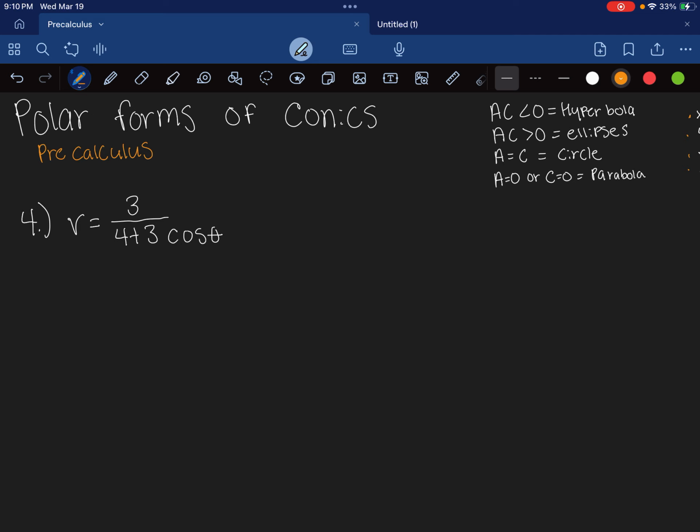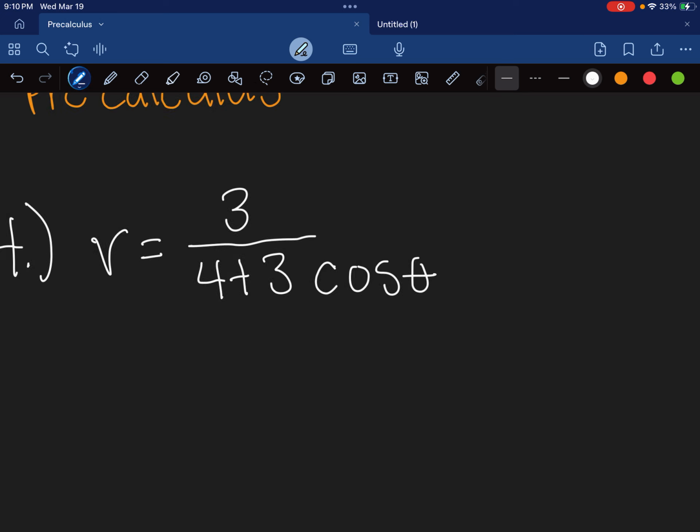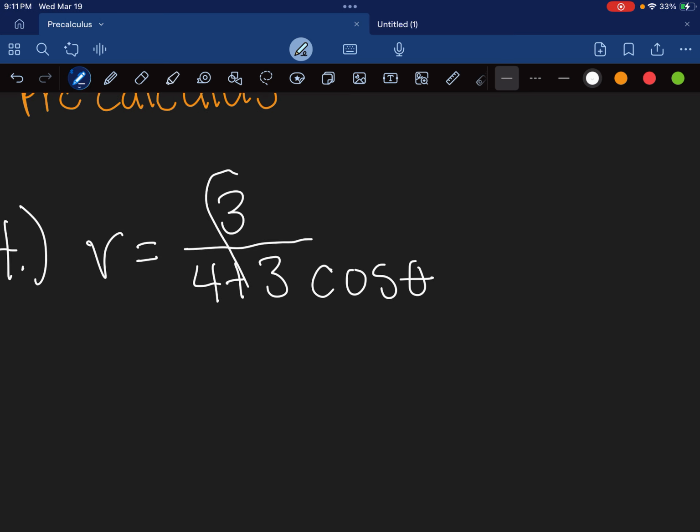So let's get started. First thing we want to do is see if we can do any simplifying. We could simplify the 3 and the 1. That would just be a 1. But we can't really simplify the 4 and the 3. So we can see that we can't simplify at this moment.